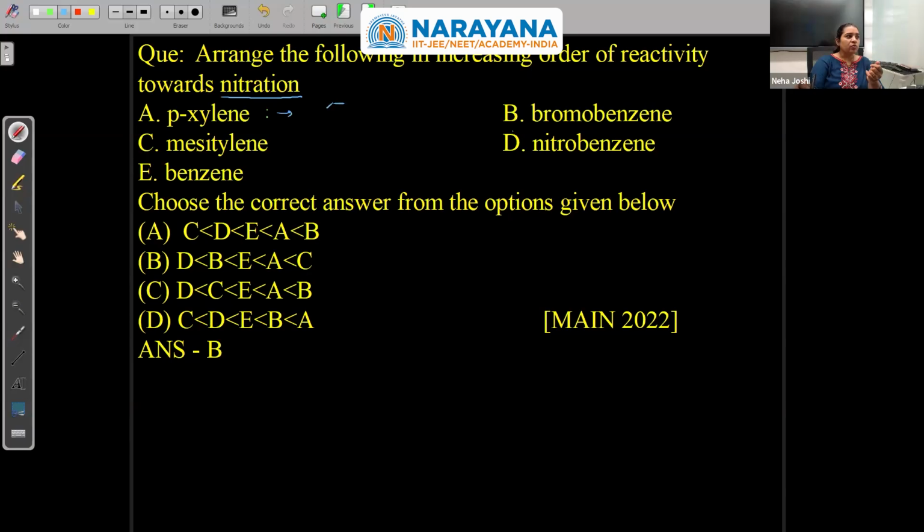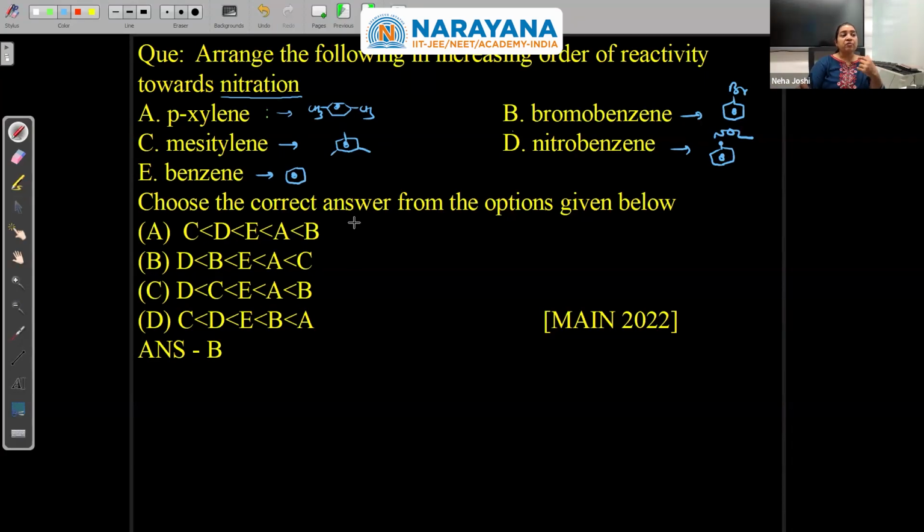Paraxylene. So, paraxylene is CH3, CH3. Mesitylene. You have to remember the word. Benzene, just basic. Bromobenzene. And last is nitrobenzene. So first thing you have to do is draw the structures.